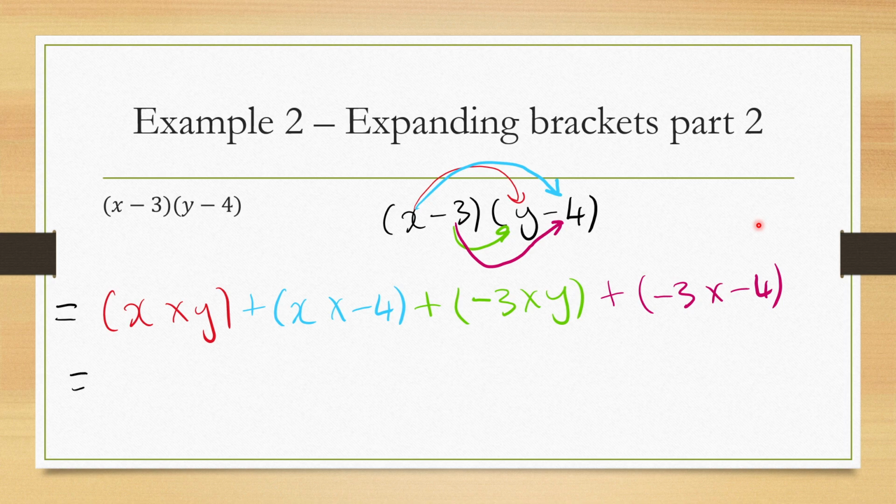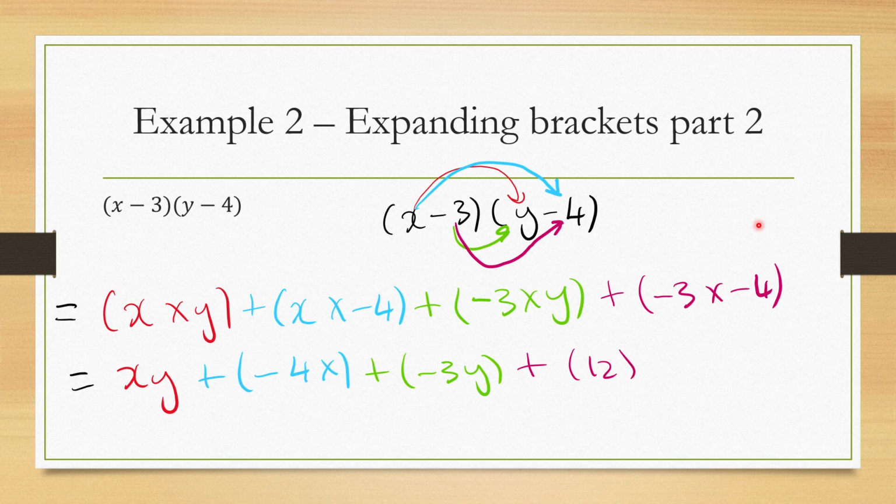Now we're going to simplify this. x multiplied by y. Well, they're not the same base, so you can't use indices. So the only thing you can do is leave it as it is. So x times y is the same as saying xy. Now we're going to move to the second term, which is plus, and then minus 4, so x times minus 4 is the same as saying minus 4x. And then minus 3 multiplied by y is the same as saying minus 3y. And then minus 3 multiplied by minus 4, that's the same as saying 12.